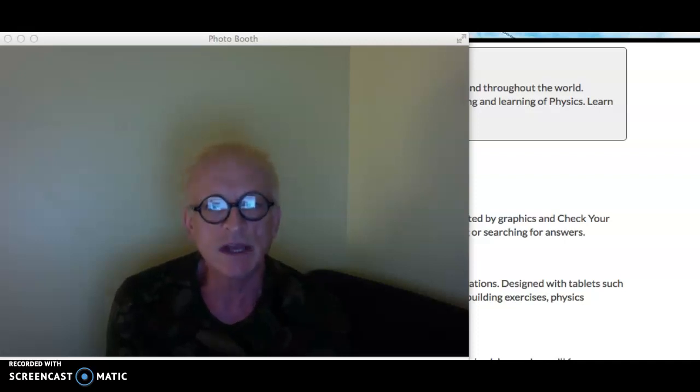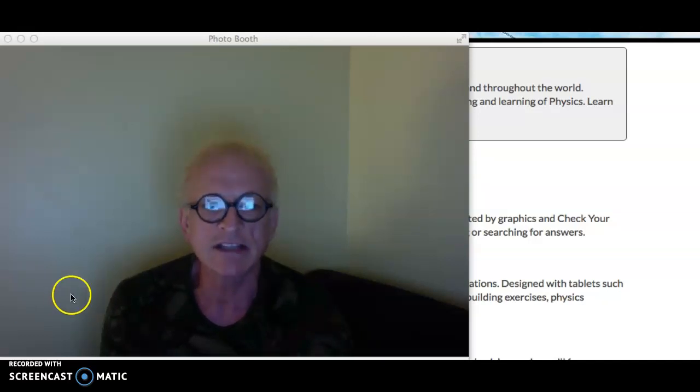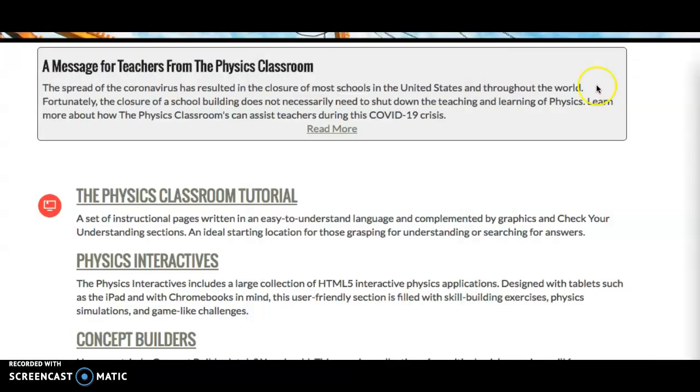But the biggest way for physics would be, if all of a sudden you're being given a class, if you're teaching physics, you can use this website for the beginning of everything, like your textbook and everything. So let's go ahead and get started with our physics classroom. This classroom has many things that you can do.